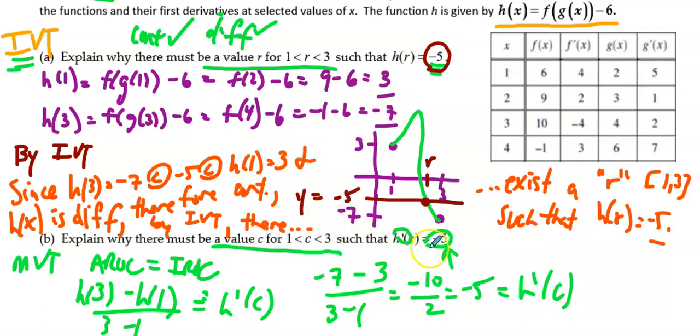But again, why does Rolle's theorem not apply here? Rolle's theorem doesn't apply here because h of 1 did not equal h of 3, right? For Rolle's theorem, these two numbers would have to be equal to each other. So that's why Rolle's theorem doesn't apply. And so that's the idea behind this question.